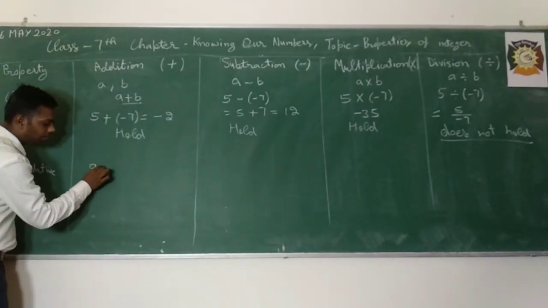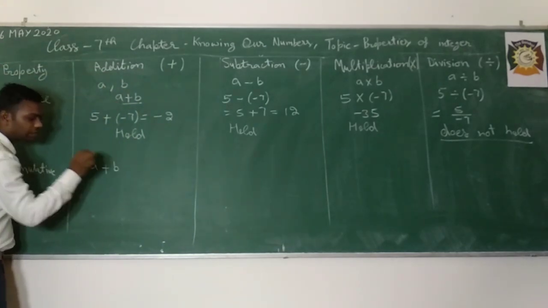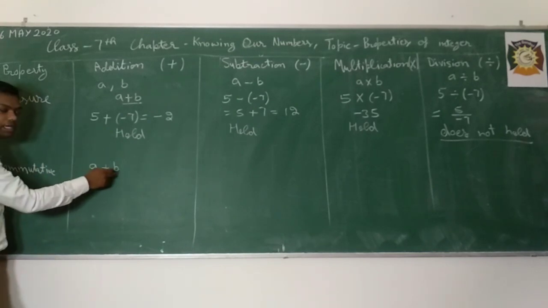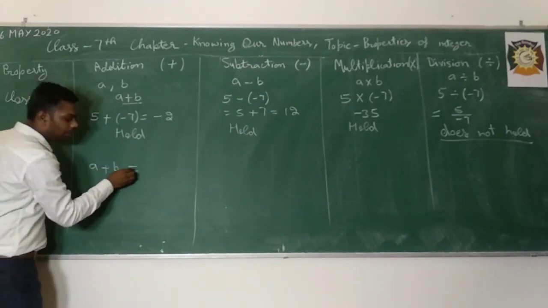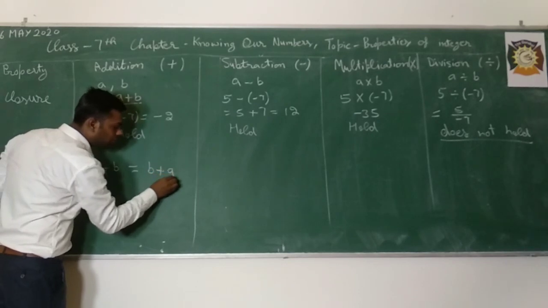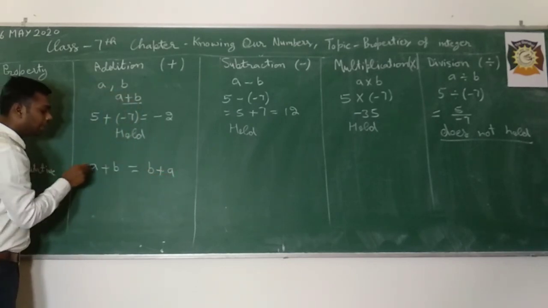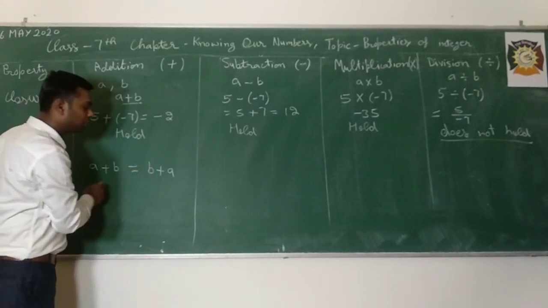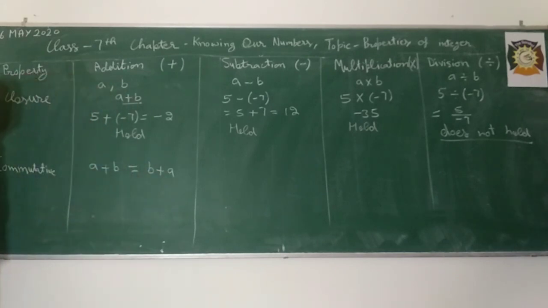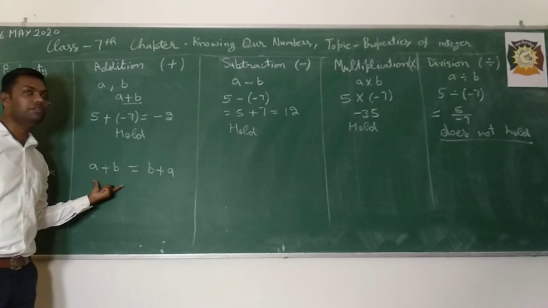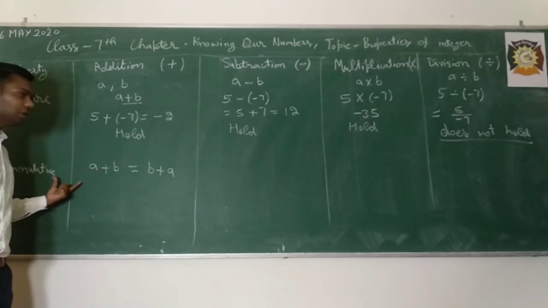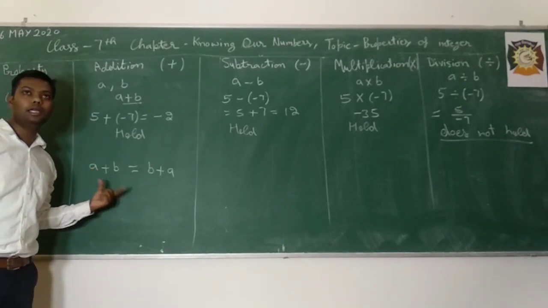A and B are two integers. We have to add them: A plus B. If it's equal to B plus A, that is, we change the order of the integers. Here A is first, here B is first. If this holds, then we say that the commutative property holds in addition.